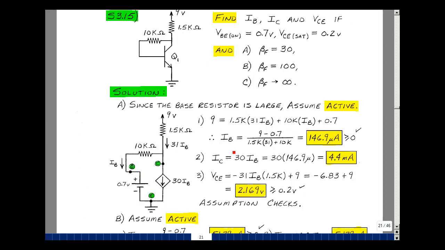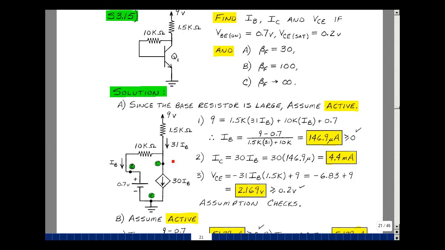9 volts is equal to 1.5K times 31 I sub B plus I sub B times 10K plus 0.7. I can solve for I sub B. It's going to be 9 minus 0.7 divided by 1.5K times 31, pulling out the IB, and then plus 10K. That's 146.9 microamps, and then it's greater than or equal to 0. The collector current would be beta F IB, and that'd be 30 times this answer, and that's 4.4 milliamps.